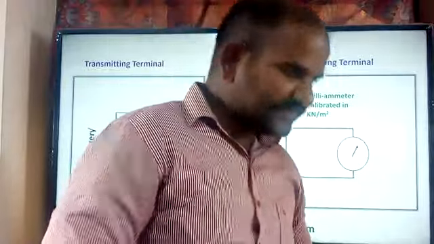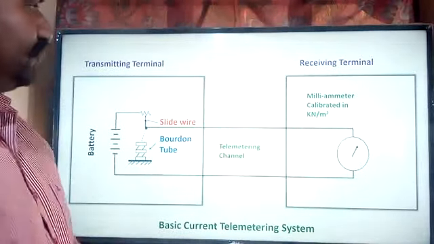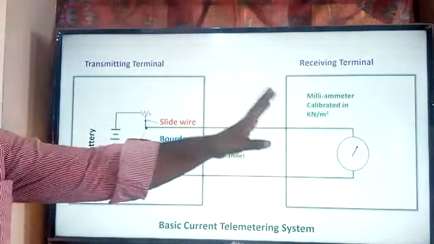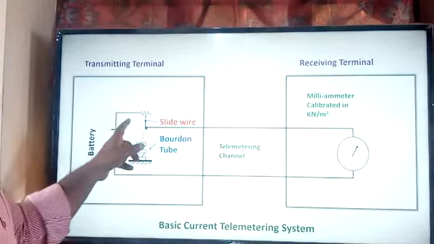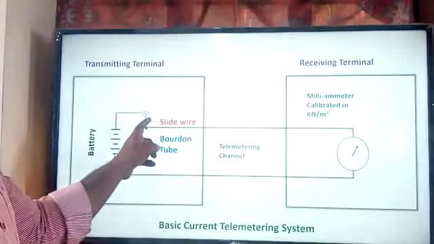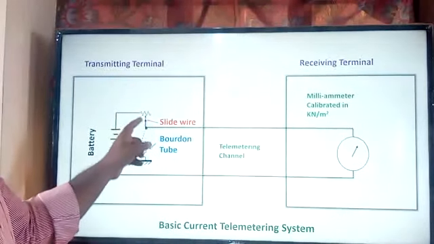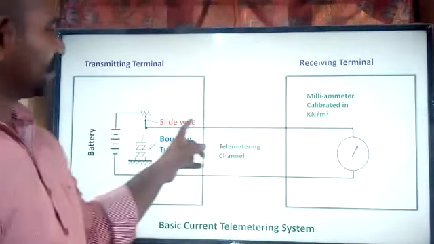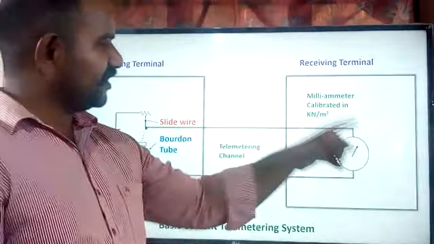The basic current telemetry system which was used in the olden days is like this. In this case, again the same scenario. We are using the board and tube. We are using the sliding wire, which is a potentiometer. Depending on this sliding wire, the voltage drop is going to change. Obviously, when the voltage drop is changing, the current is also going to change. And this information is going to be transferred through the telemetry channel to the end device.